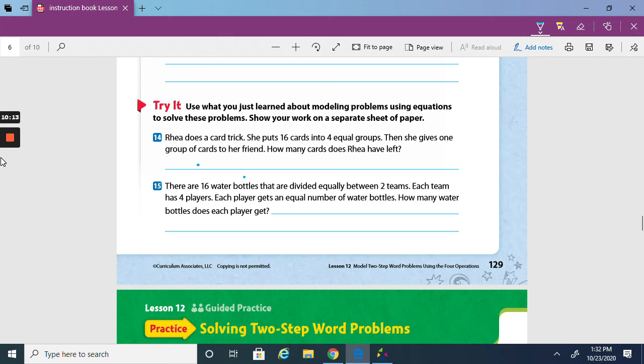Pause the video here and discuss this with someone or think about it on your own. What equations could I write to solve this problem? Remember that we are going to use letters to represent our unknown numbers. So your equations should have letters in them. Pause the video now.